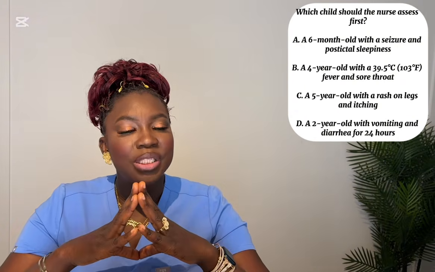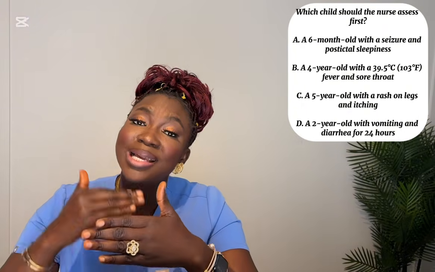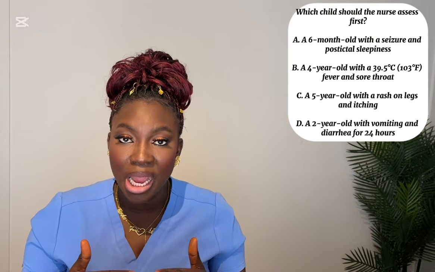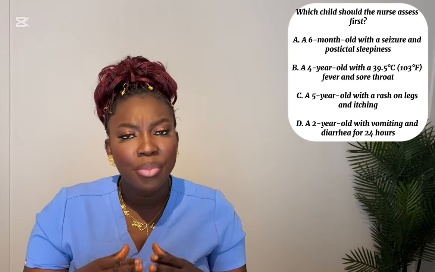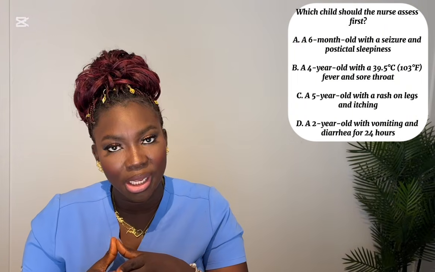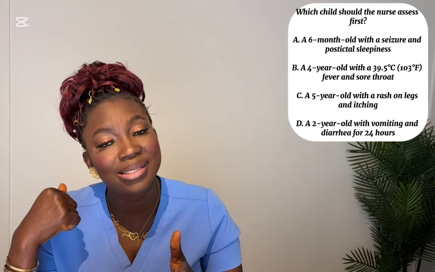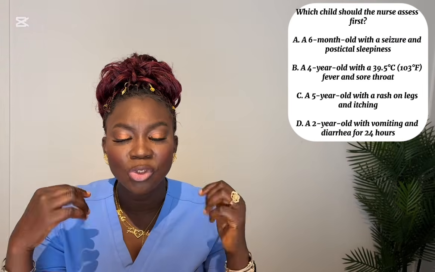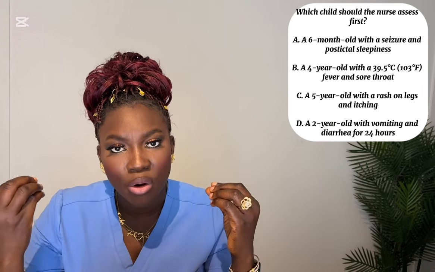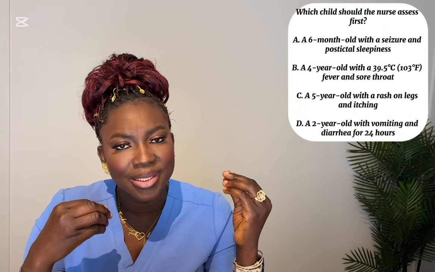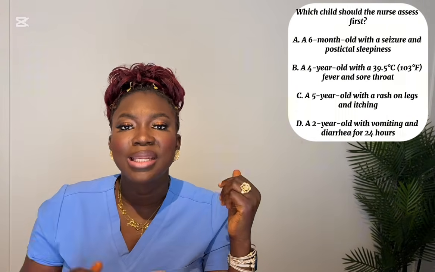You might be faced with a series of very serious conditions, but one will be more serious and more life-threatening than the other. That is what we are facing now. All these patients need intervention, but one needs more intervention than the other, and that is what prioritization is about. Who is likely to die as soon as possible if not attended to? The child is somewhat more stable than the child that is 6 months old and might likely die from seizure. And that's why that's the right answer.